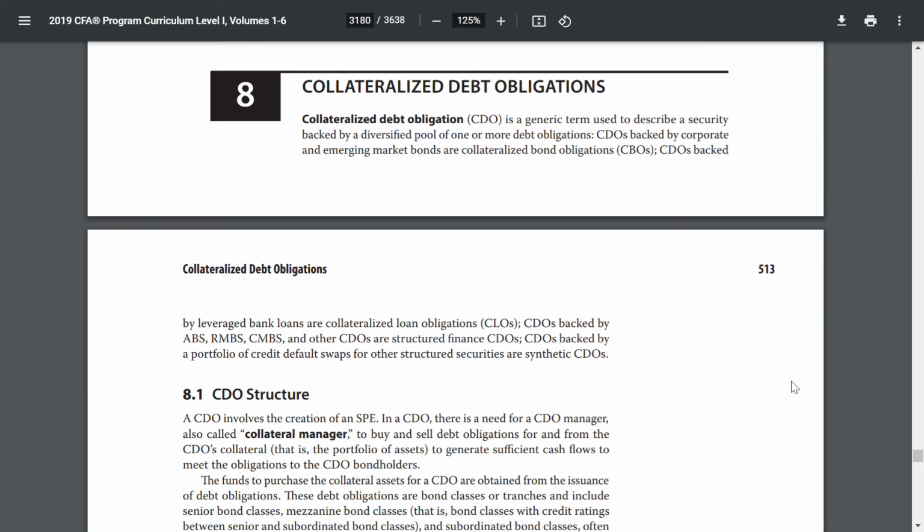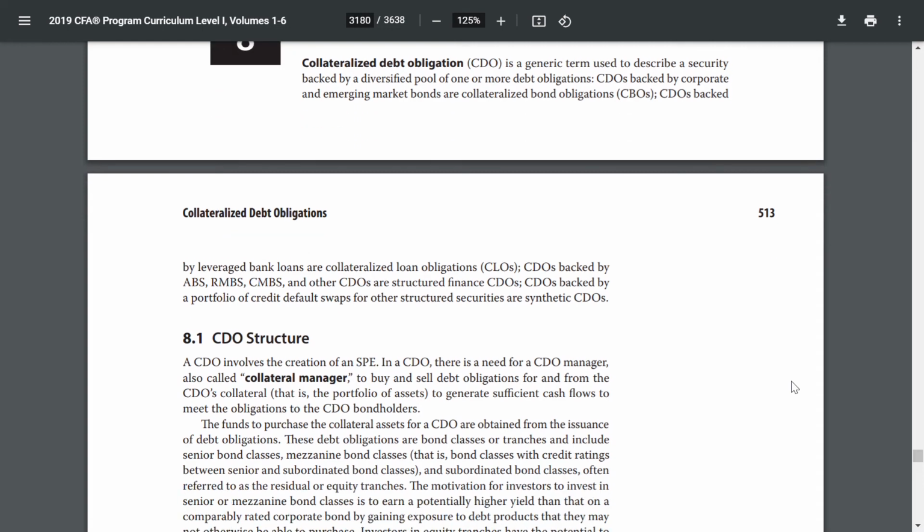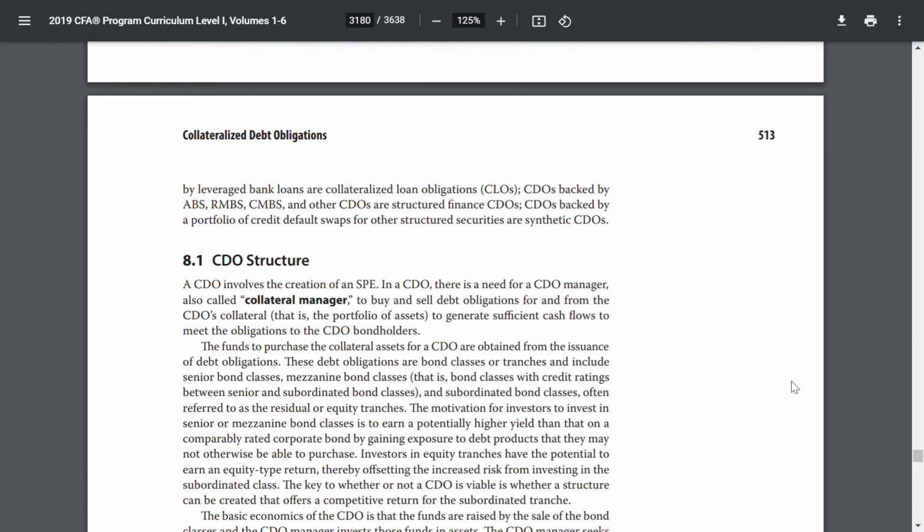Collateralized debt obligations, or CDOs, is a generic term used to describe a security backed by a diversified pool of one or more debt obligations. CDOs backed by corporate and emerging market bonds are collateralized bond obligations. CDOs backed by leveraged bank loans are collateralized loan obligations. CDOs backed by ABS, RMBS, CMBS and other CDOs are structured finance CDOs. Synthetic CDOs are backed by a portfolio of credit default swaps or other structured securities.